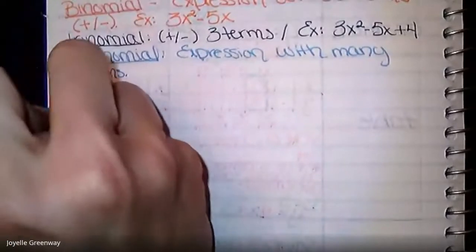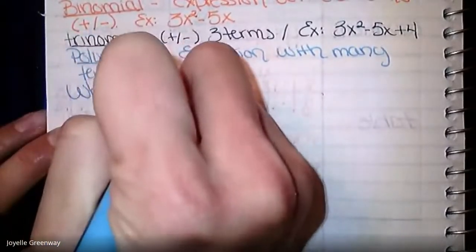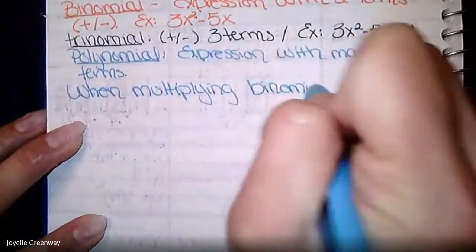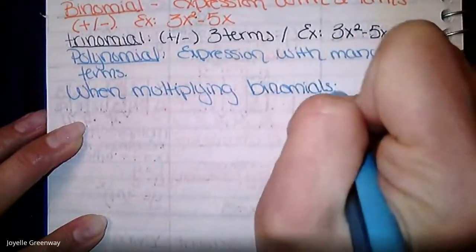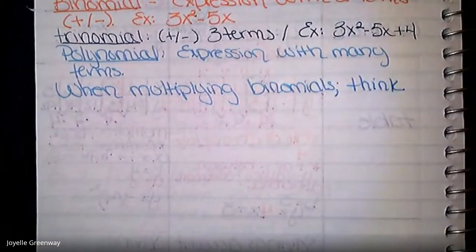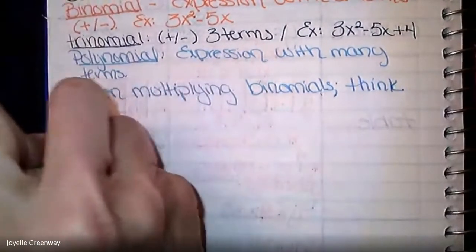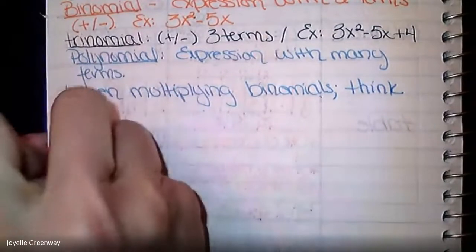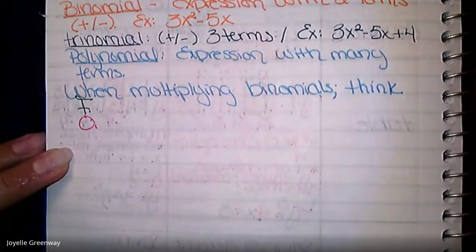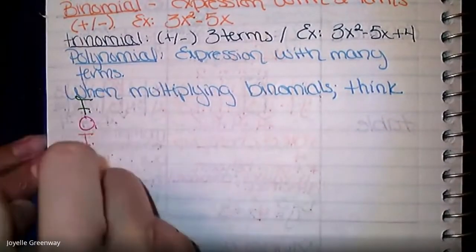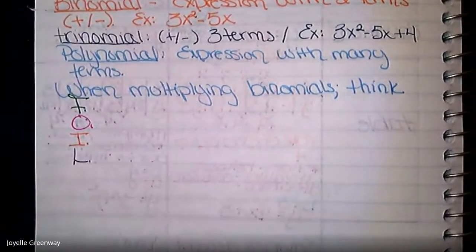So when multiplying binomials, you want to think FOIL. So you want to think FOIL.